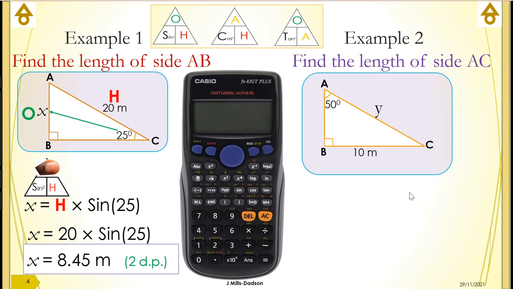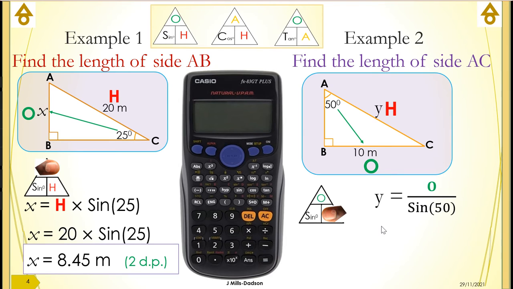Now let's look at this second one. AC, label as y. Given angle 50, 10 meters is the opposite. Y is the hypotenuse. Also, sine triangle is what you're going to use. We cover the h. That tells us that y is equal to the opposite side divided by sine of what? 50. So you replace O with 10 and y is equal to 10 over sine of 50.